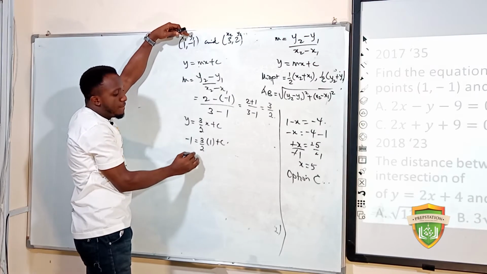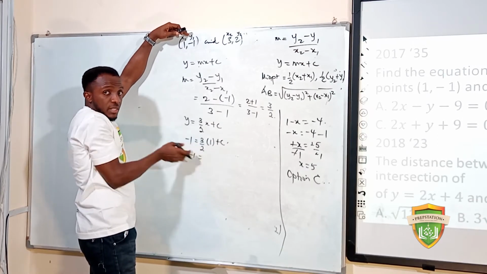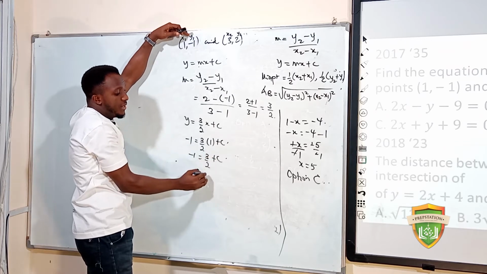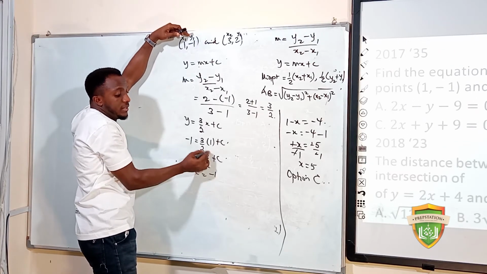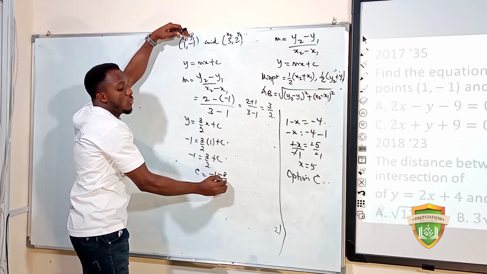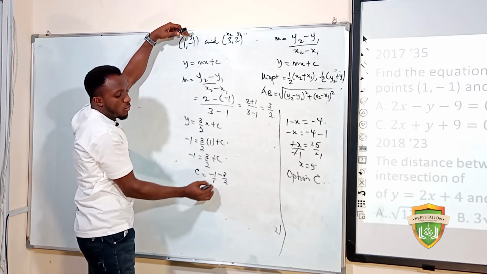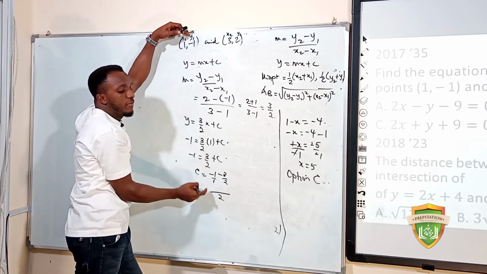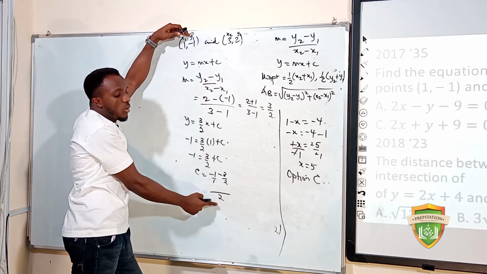Now this will give me minus 1 equals this times 1 is 3 over 2. So 3 over 2 plus c. So what is c? c is minus 1. Take this big thing out of here. Minus 3 over 2. So if I do LCM, where you're dealing with fractions, remember LCM, try to make everything fraction. The LCM of 2 and 1 is 2. How many 1 can you find in 2?